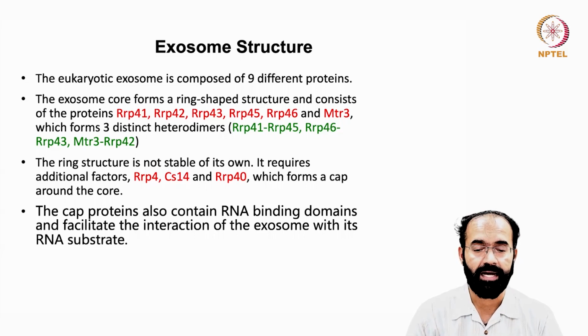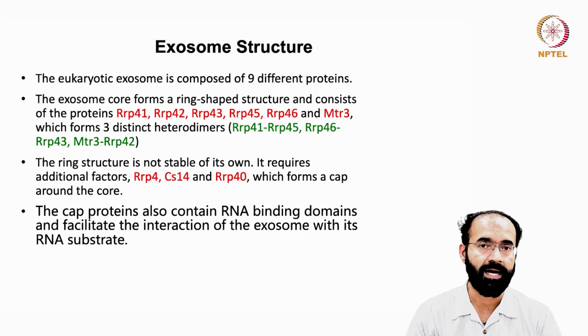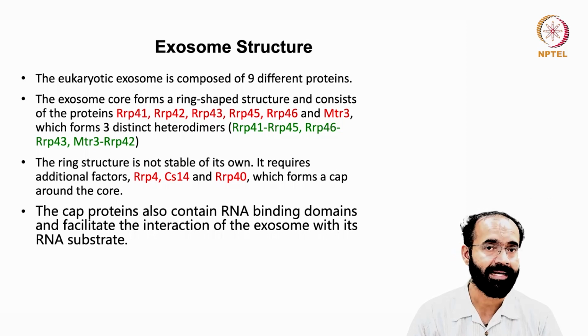The cap proteins also contain RNA binding domains and facilitate the interaction of the exosome with its RNA substrate. Just like with a hut, you are inside, but the outside of the roof is interacting with the atmosphere, like rain, sun or sunlight. The RNA has to come from outside. So the cap structure interacts with the RNA, just like the roof intercepts rain, with the pillars in between. Here the cap is attracting the RNA.